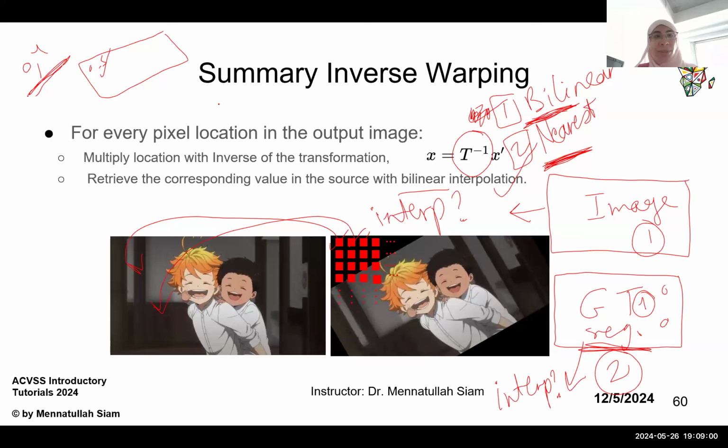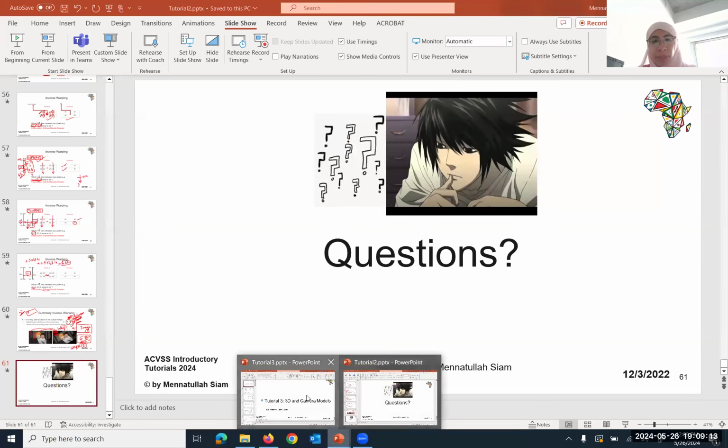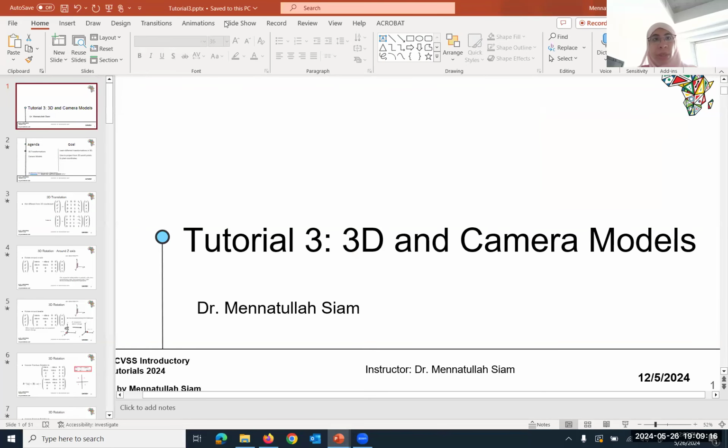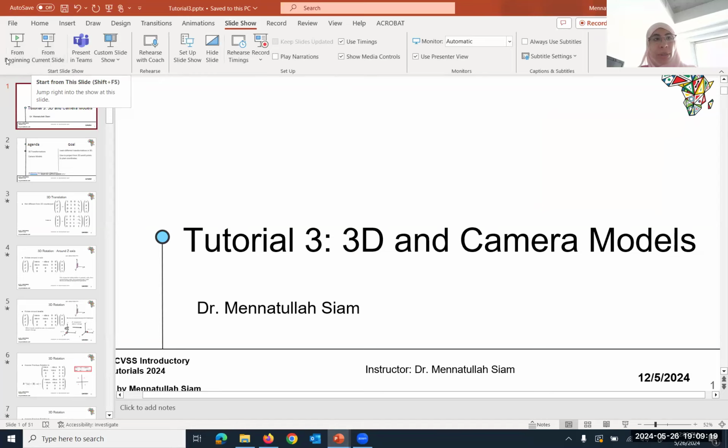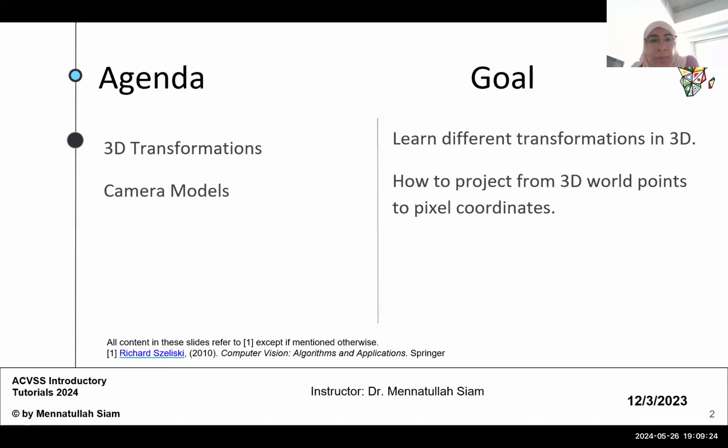Thanks, Idris. Okay, so if this is good, we have covered the basic part of the 2D transformations, and now we can go to the 3D. We will not do the practical for the 3D today, but we will go through some of the slides for understanding the 3D transformation. In the remaining part of this hour, we will go through understanding the 3D transformations and a better understanding of camera models.